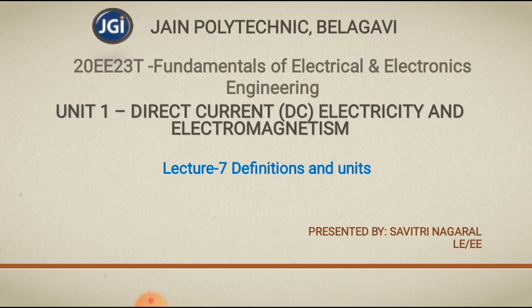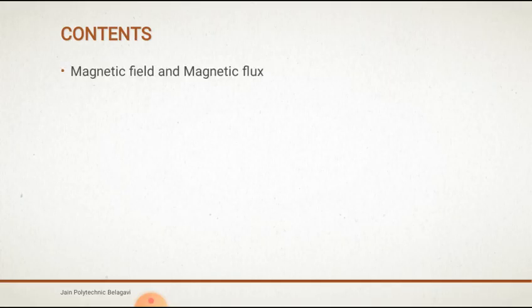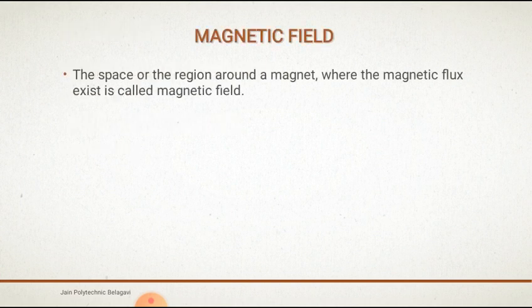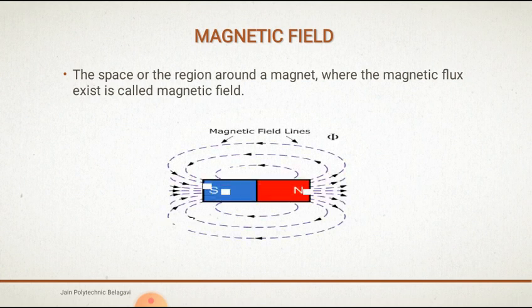In today's lecture, we are going to study definitions and units, contents, magnetic field and magnetic flux, reluctance, magnetomotive force, flux density. First we will study magnetic field. The space or a region around a magnet where the magnetic flux exists is called magnetic field. This is the diagram of magnetic field.